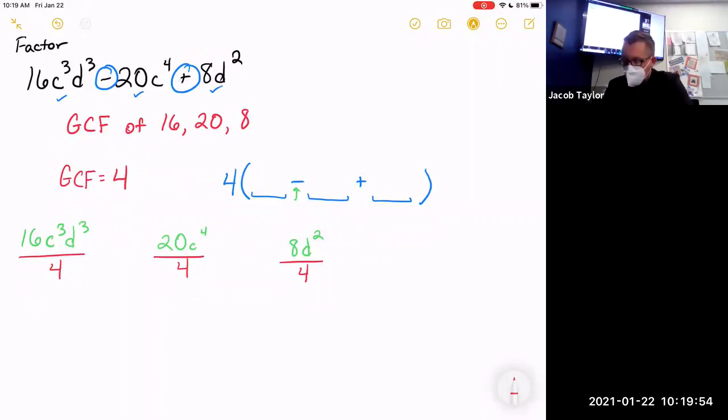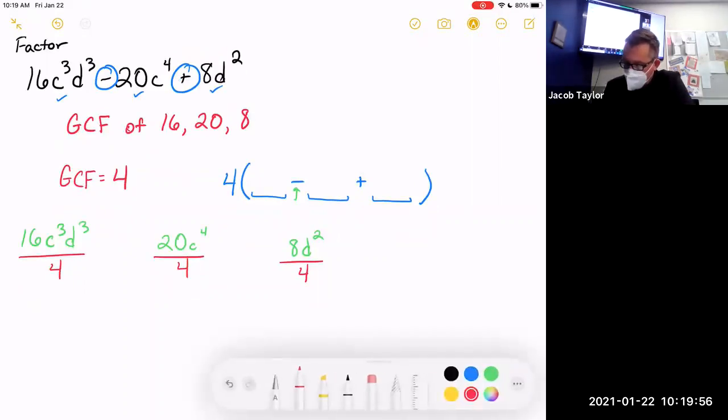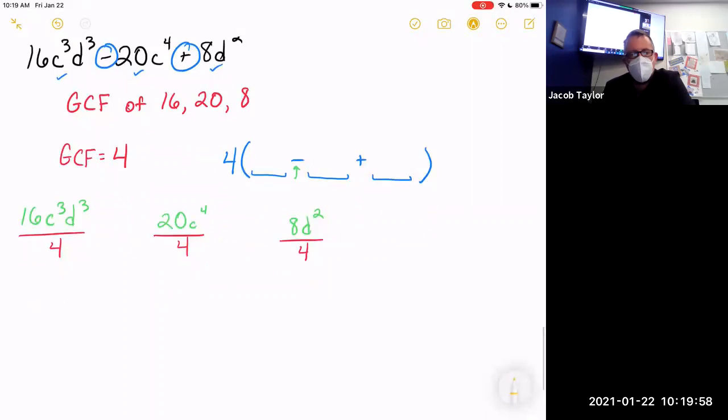This is going to be pretty simple because I don't have to worry about variables here. I'm not dividing by a variable, I'm just dividing by a constant, 4. So none of the variables will change. 16c cubed d cubed is going to be something c cubed d cubed. 20c to the 4th is going to be something c to the 4th, and this will be something d squared. The variables aren't going to change because I'm just dividing by a number. So that's the only part I have to do.